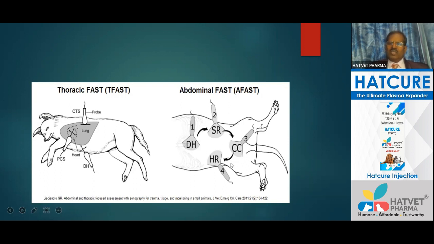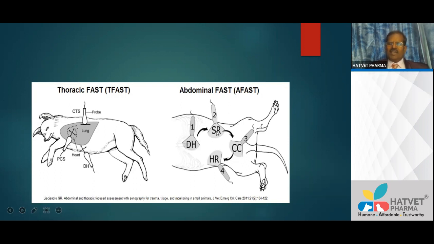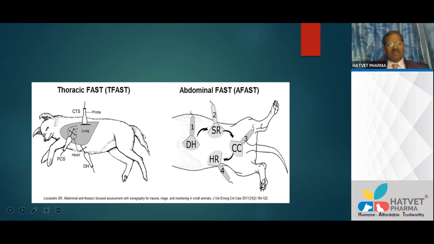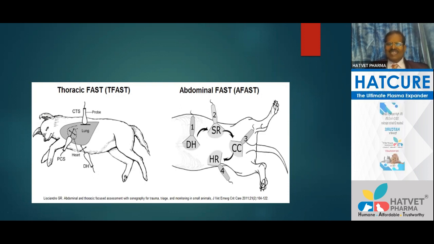So these four sites, the hepatodiaphragmatic, splenorenal, cystocolic and hepatorenal, are very important. As soon as the animal meets with an accident, you had better screen and stabilize the patient with oxygen, with the ET tube or flow-by oxygen, and screen this area. This area is very, very important.